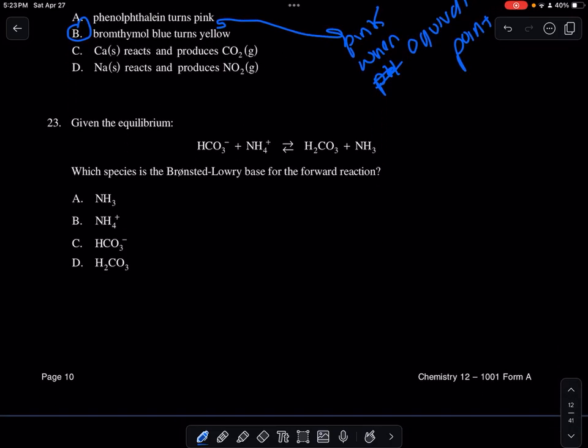Which of the following is the Bronsted-Lowry base for the forward reaction? So, a Bronsted-Lowry base is what? A Bronsted-Lowry base and a Bronsted-Lowry acid, they're in pairs. So acids have a proton that they want to give away. So this is the ammonia. It's got an extra proton. Notice the positive charge. And then we have HCO3 minus. So we have an O minus.